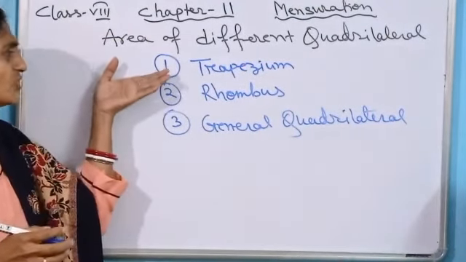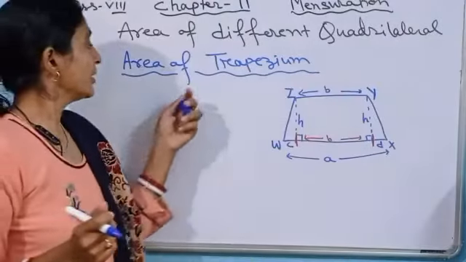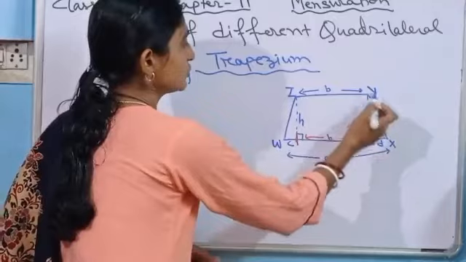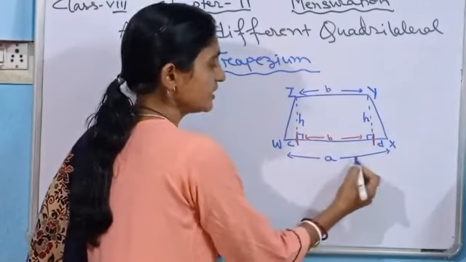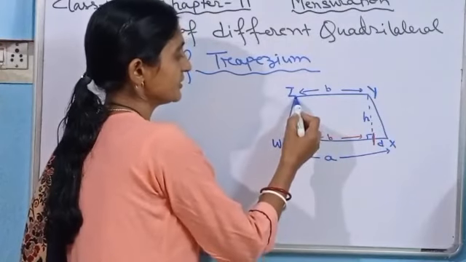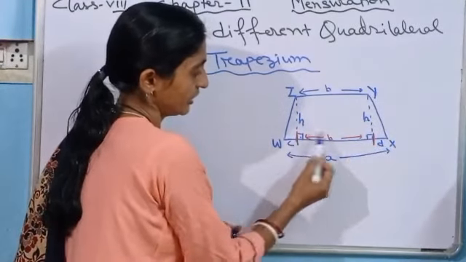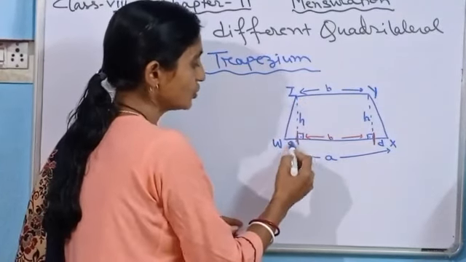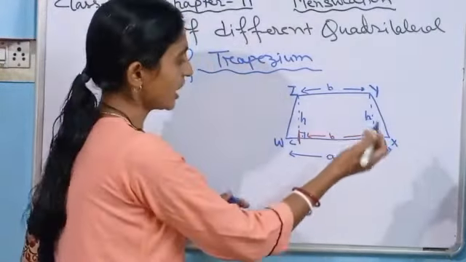For that, the first example I will take is a trapezium. Here you might have noticed that I have drawn one trapezium, which has been named WXYZ. The length of ZY is B, and the length of WX has been marked as A. Now I have drawn one perpendicular, whose length I have taken as H. This is an angle of 90 degrees, and here it is also 90 degrees. From Z I have drawn this one on WX, and from Y I have drawn this one on WX. In both cases I have done the same thing.